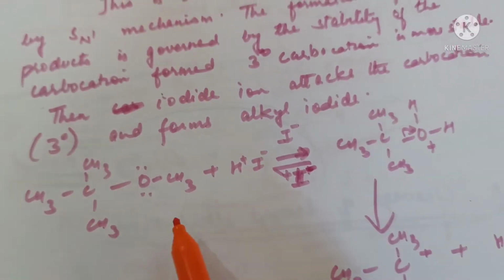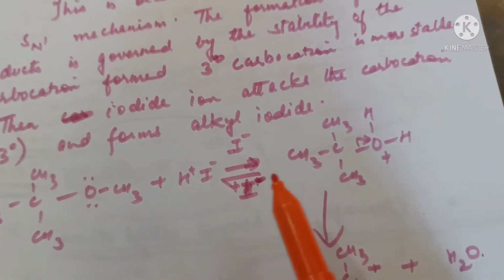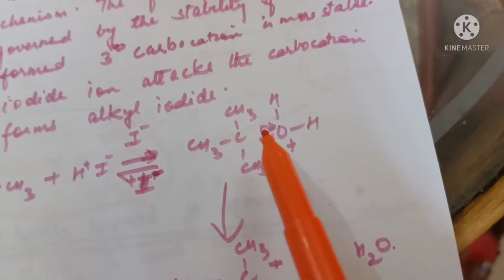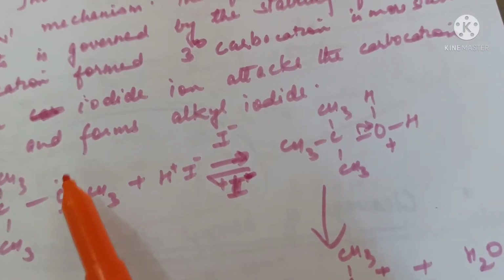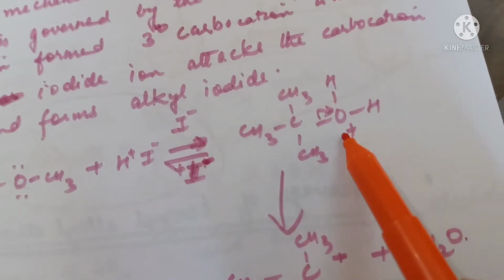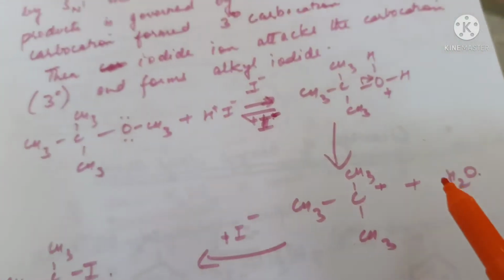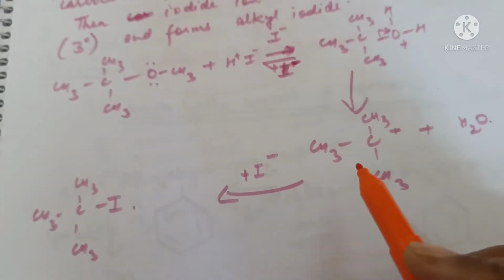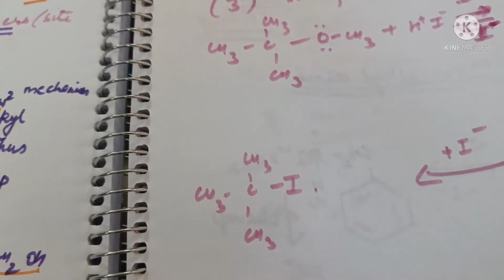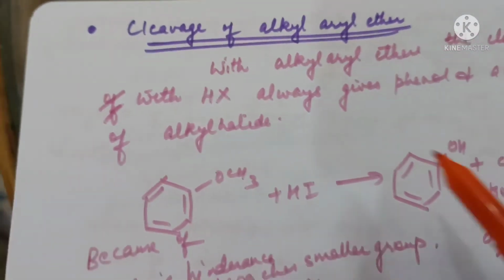Let's see here, when we react this ether with hydrogen iodide, the first step will be protonation. H plus will be taken up by the oxygen atom to form a positive charge. Then it will decompose to give water and carbocation. This carbocation will take up the iodide ion to form iodoalkane. Cleavage of alkyl aryl ether.